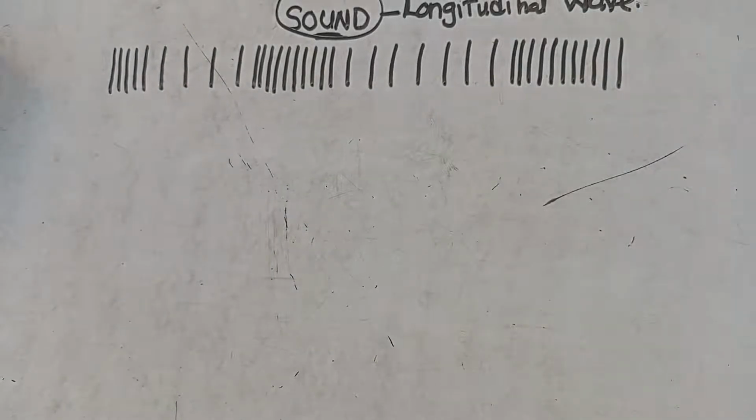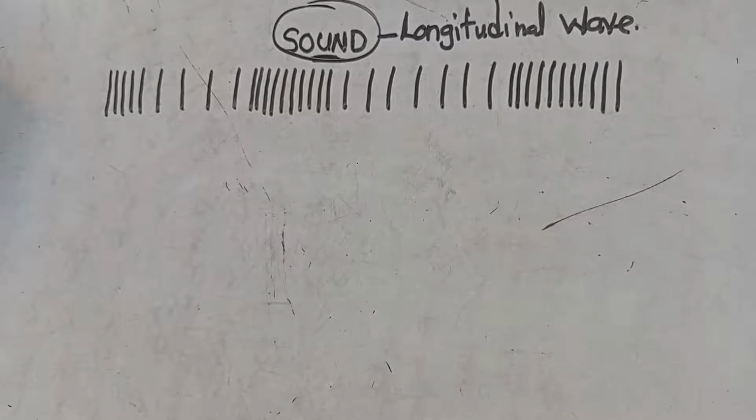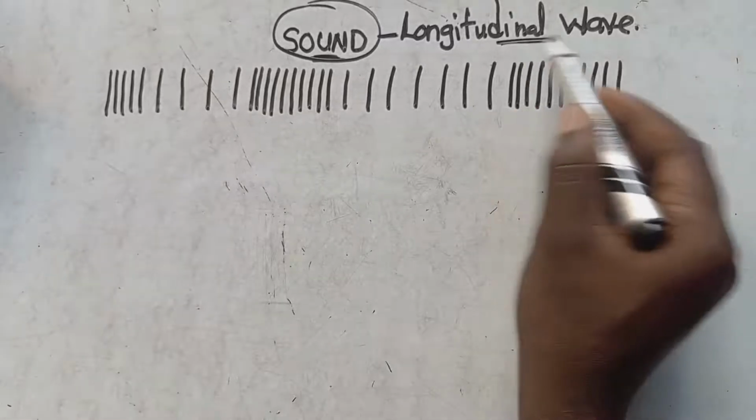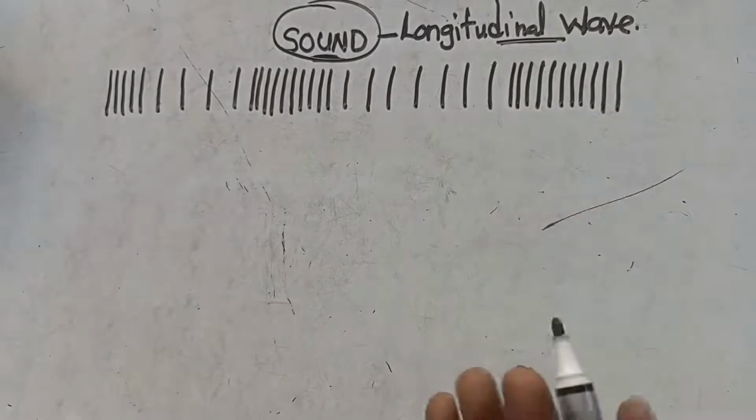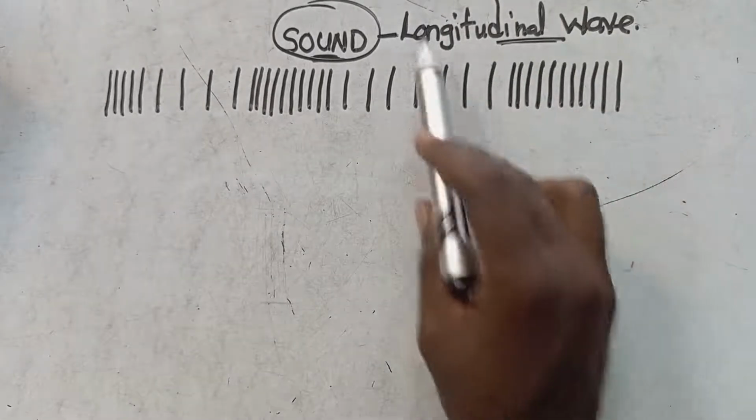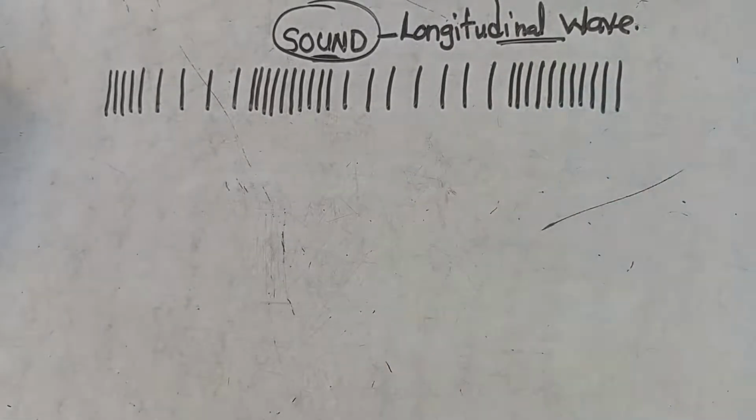By definition, we know and understand that longitudinal waves are the type of waves whose particles vibrate parallel to the direction of the travel of a wave. So whenever we are talking about sound, sound is an example of a longitudinal wave. I want you to understand what I'm telling you. Just make sure you are able to write down these things that I'm telling you.